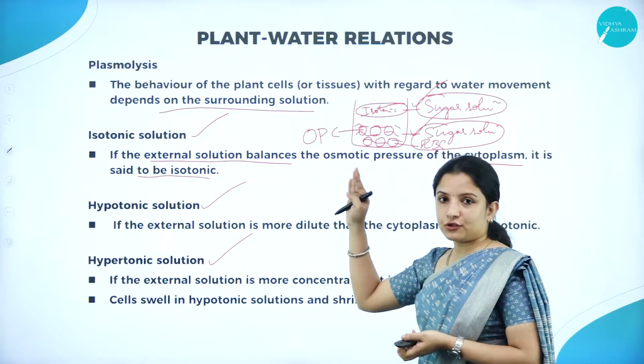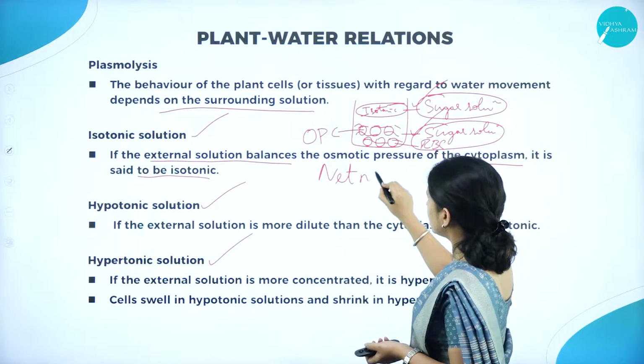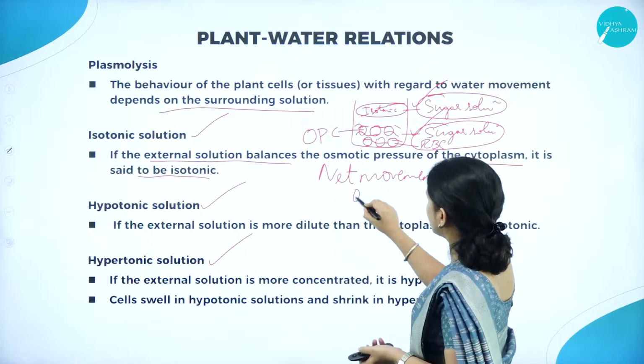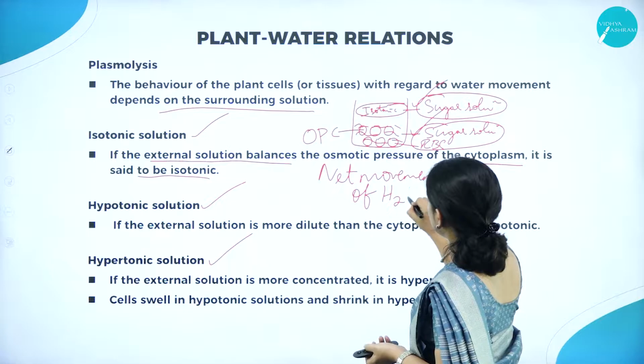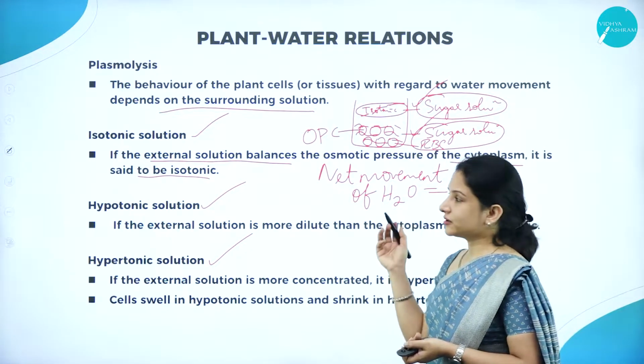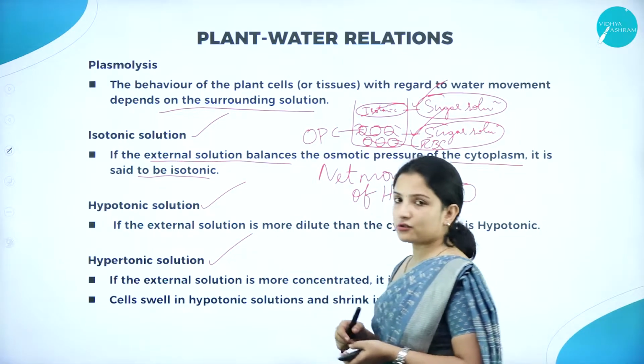Therefore, it is isotonic in nature, and the net movement of water in the case of isotonic solution is equal to 0. So that is the concept behind this isotonic solution. Now talking about hypotonic solution.